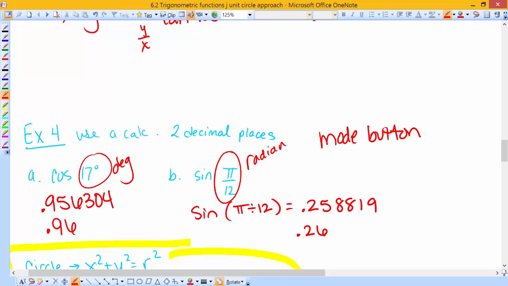The only time, though, you need to worry about the mode is when you actually hit sine, cosine, or tangent buttons. Otherwise, you never need to worry about the mode, you guys. So don't always think, oh, I have to change my mode. Don't worry about it. But if you forget to check your mode when you're supposed to, you're going to be in a lot of trouble.